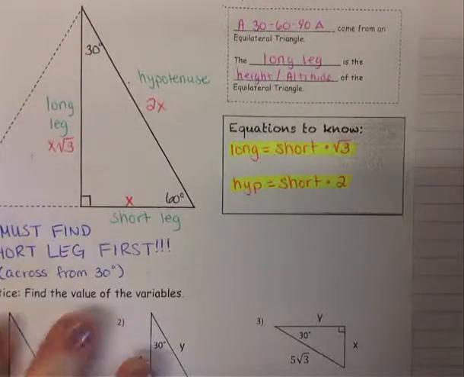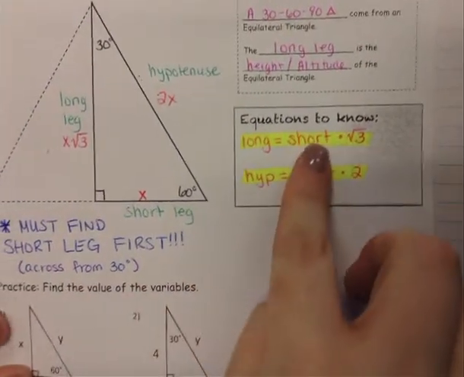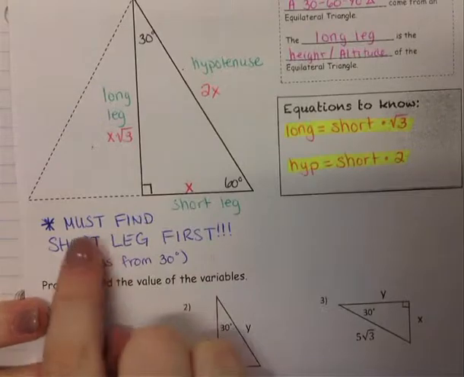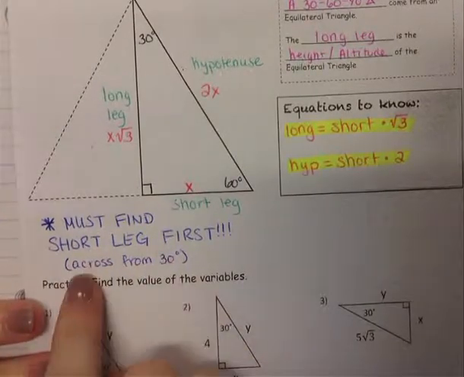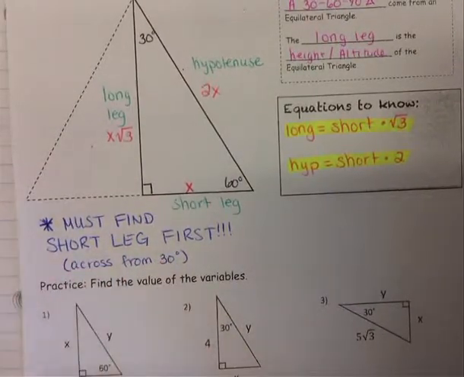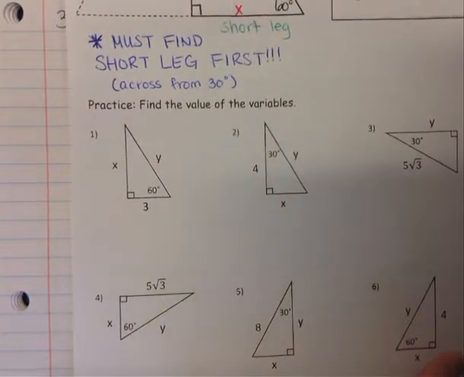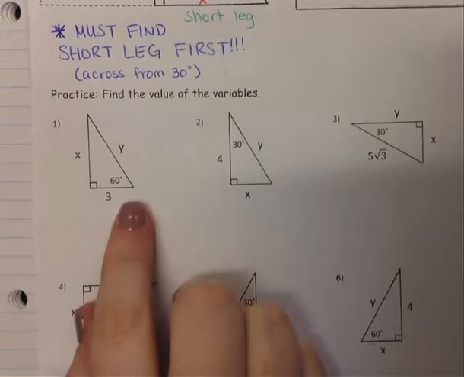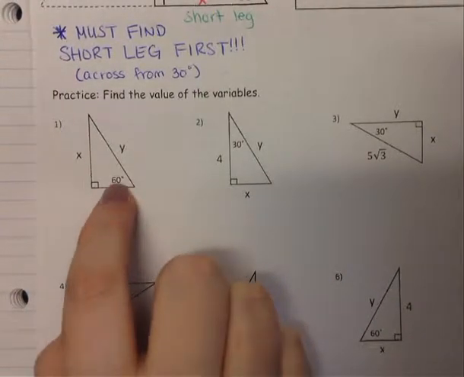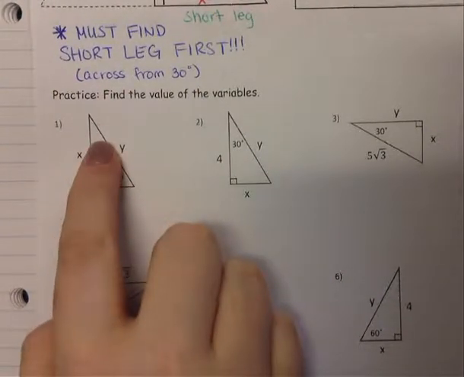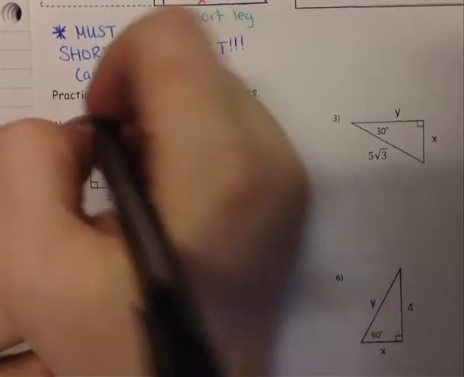And again, since the short is in both of our equations, we must find the short leg first. The short leg is always across from the 30 degrees. That's always our first step. So these examples say find the value of the variables. We have right triangles. We have a 60 degree, a 90 degree, therefore this third angle must be 30 degrees.